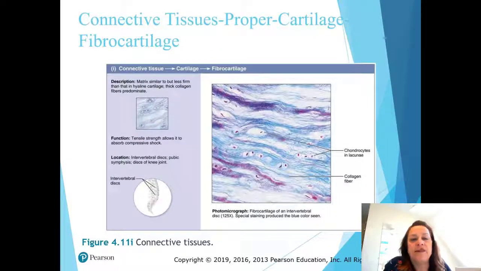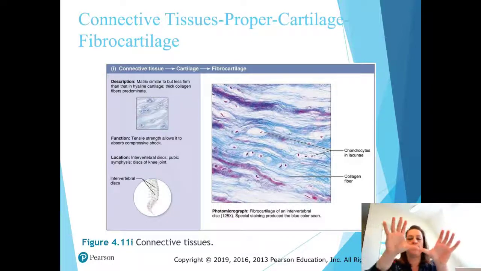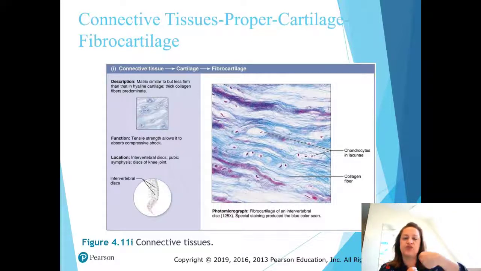Then we have this guy. This is fibrocartilage. Fibrocartilage is going to be the intervertebral discs between your vertebrae and your spine. It's going to be at the pubic symphysis, where two halves of your hip bones come together, and in between the femur and the tibia in your knee. These are tensile strength and a compressive shock. Anywhere where there's going to be a lot of pressure like this. All right, so a lot of fibers. Chondrocytes again, right? So this is fibrocartilage.